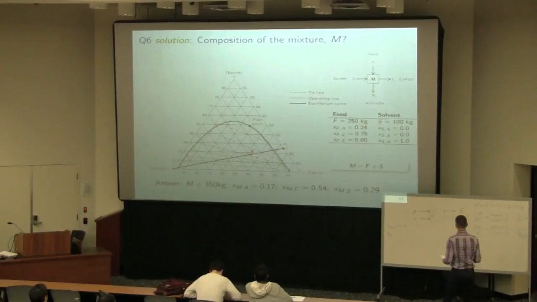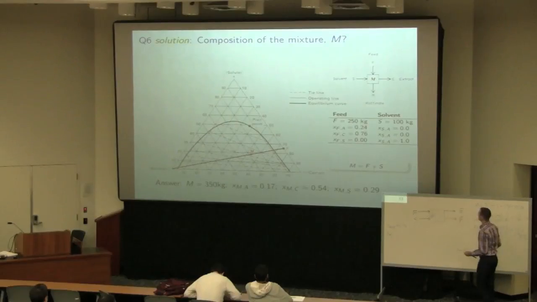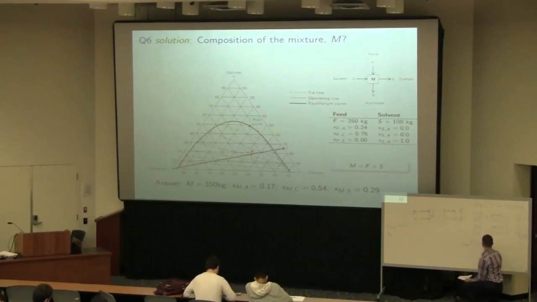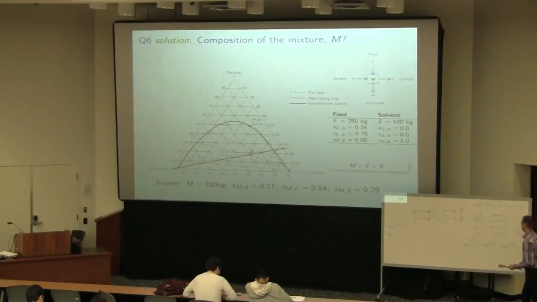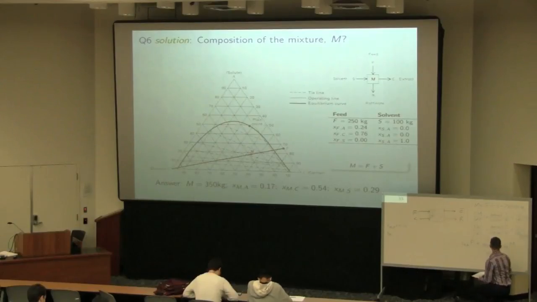If you wanted to do it analytically, it's a simple mass balance. The amount of solute in my feed, XFA, which is given to me, multiplied by my feed, plus the amount of solute in my solvent, XSA times the solvent, is equal to the amount of solute A in the mixture. So I'm doing a mass balance on my two entry streams and the resulting mixture in the tank. XSA is zero, so I can disregard that term and simply solve for XMA, which is 0.24 times 250 divided by 350, which is about 0.17.